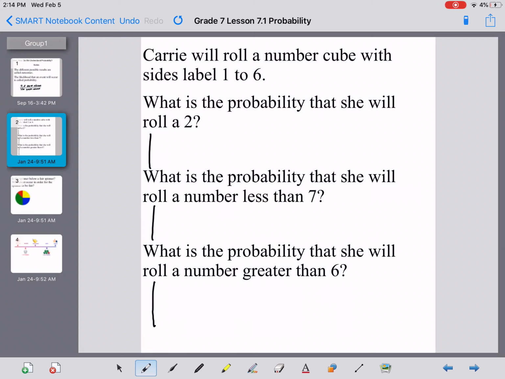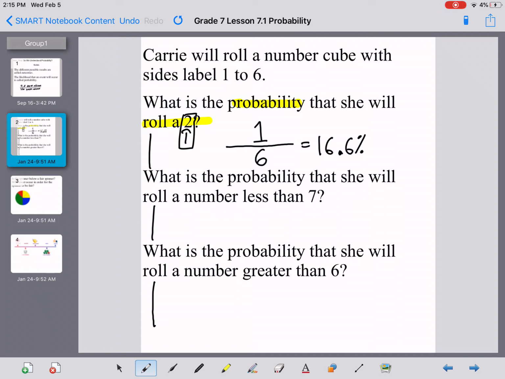So, we need to find the probability that she will roll a 2. So we're going to have our fraction. The total possible outcomes in the cube would be 6. That's my total outcomes. My number of desired outcomes, the number of times that a 2 will show up, there's only 1 two. So my probability would be 1 out of 6. We can also turn probability into a percent. So I can divide 1 divided by 6 and multiply by 100, and I would get 16.6%.